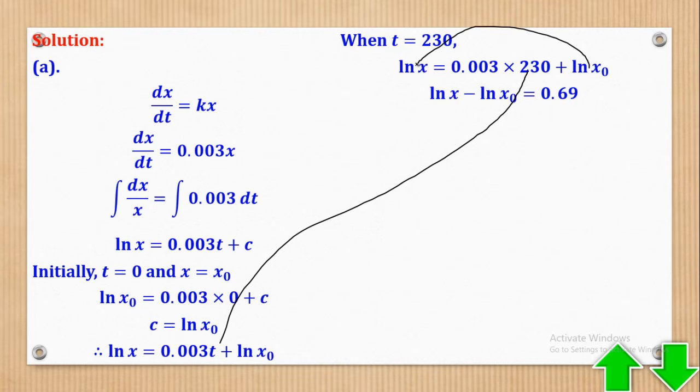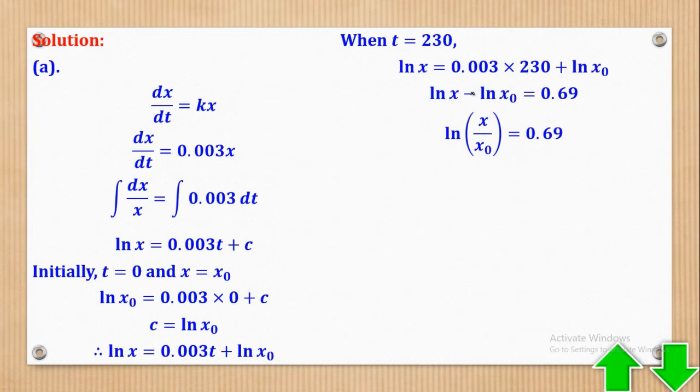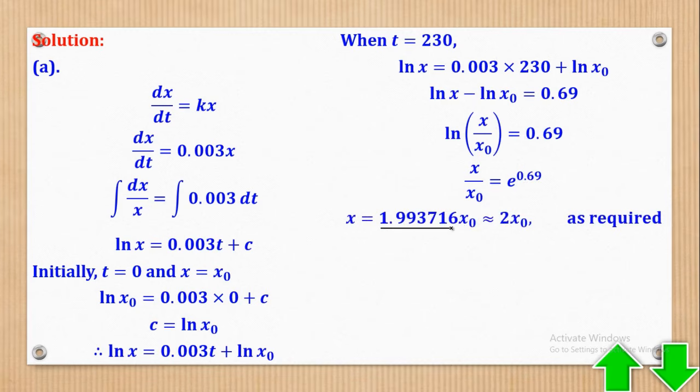Then, collect like terms, take this one this side to come up with that. Then this minus this gives you this. Therefore, removing ln means that here it becomes exponential, and also here exponential. This one cancels to remain with x over x naught, and this side will be exponential 0.69. Making x the subject gives you this, and this one can be rounded off to 2x naught. And I think you realize that it has doubled, because initially it was x naught and now it is 2x naught, meaning it has doubled.